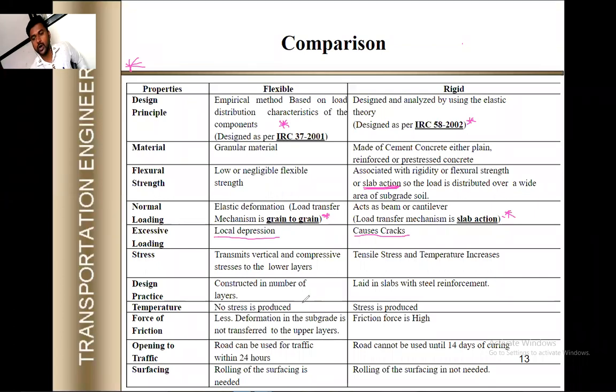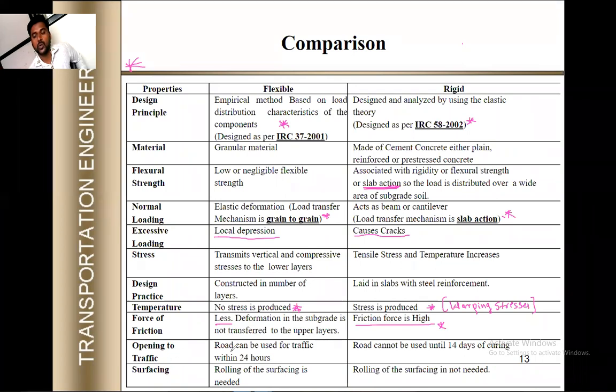Temperature stresses are not produced in the flexible pavement, but temperature stresses are produced in the rigid pavement, called, I will write here, warping. Whatever stresses are induced due to temperature are called warping stresses in the rigid pavement. There will not be any temperature stresses in the flexible pavement. Force of friction is less in the flexible. In the rigid, the friction force is very high.